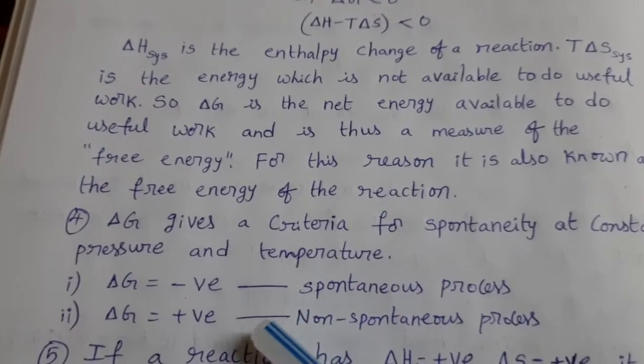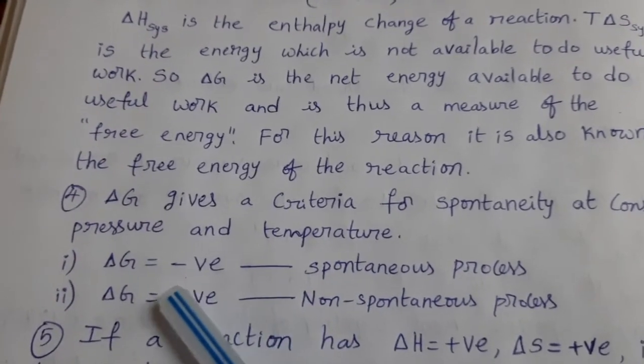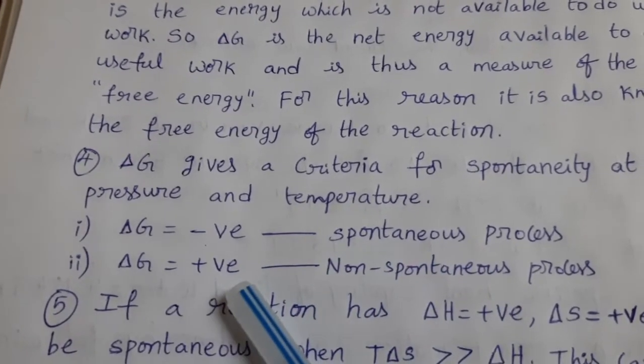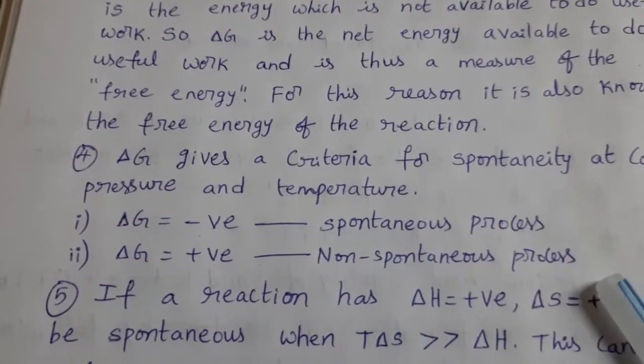Students, remember these conditions. These are very important. Delta G is negative, spontaneous process. Delta G is positive, non-spontaneous process.